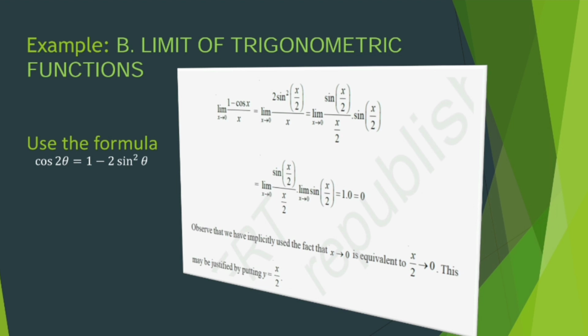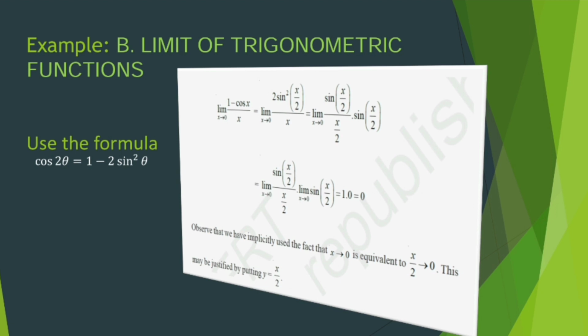So, in the numerator, we can write 1 minus cos x as 2 sin square x by 2. So, we get limit as x tends to 0, 2 sin square (x by 2) divided by x. Now, for using the previous theorem, the denominator must be x by 2. So, it can be written as limit as x tends to 0, (sin x by 2) divided by (x by 2) into sin x by 2. Now, using properties of limit, we can distribute limit. So, we get limit as x tends to 0, (sin x by 2) by (x by 2) into limit as x tends to 0, sin x by 2.